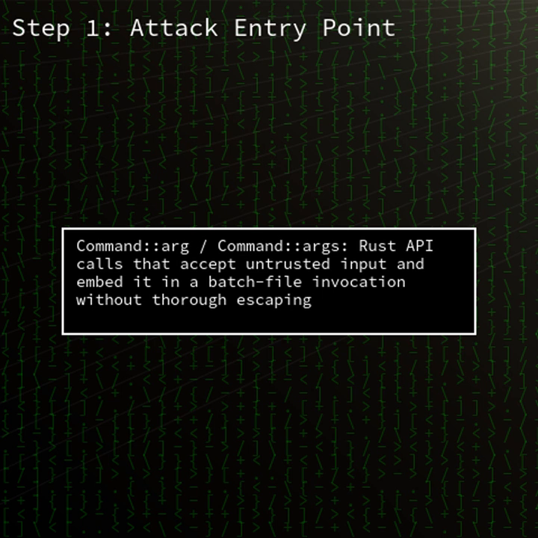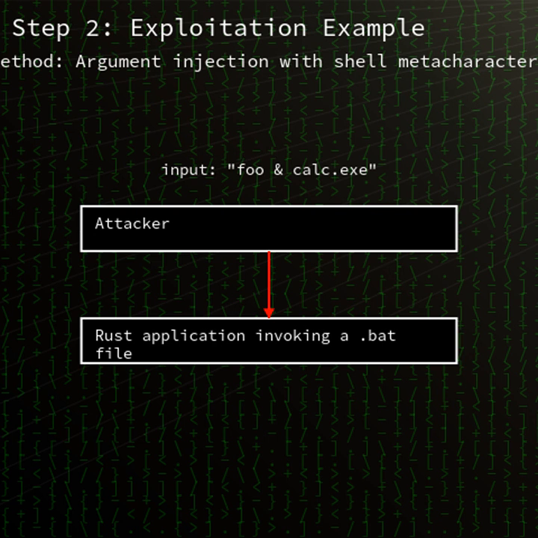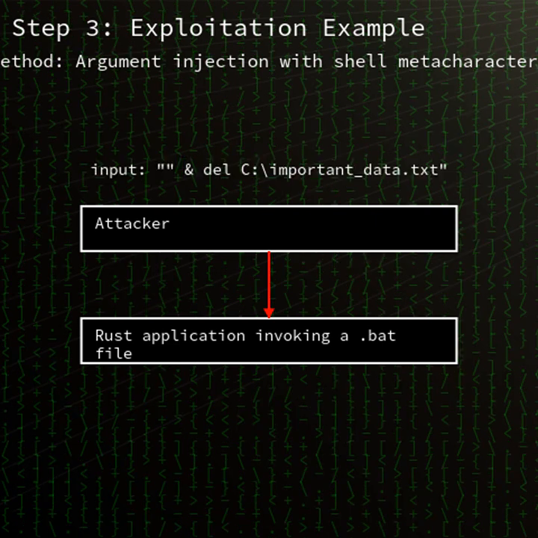This issue affects the Rust programming language's standard library crate, rust-lang/rust, on Windows. All Rust versions earlier than 1.77.2 are vulnerable when using the Command API to invoke .bat or .cmd scripts. The flaw was reported to the Rust Security Response WG and fixed in Rust 1.77.2. No other platforms or Rust users are impacted.